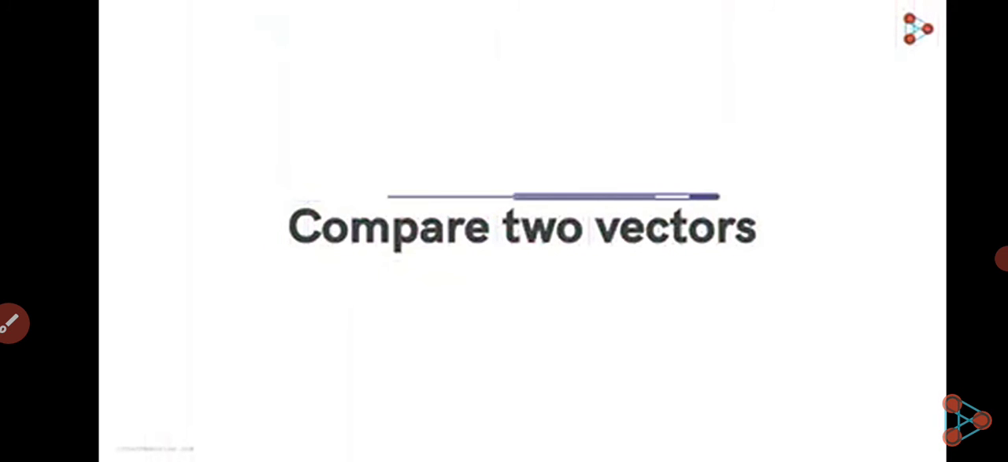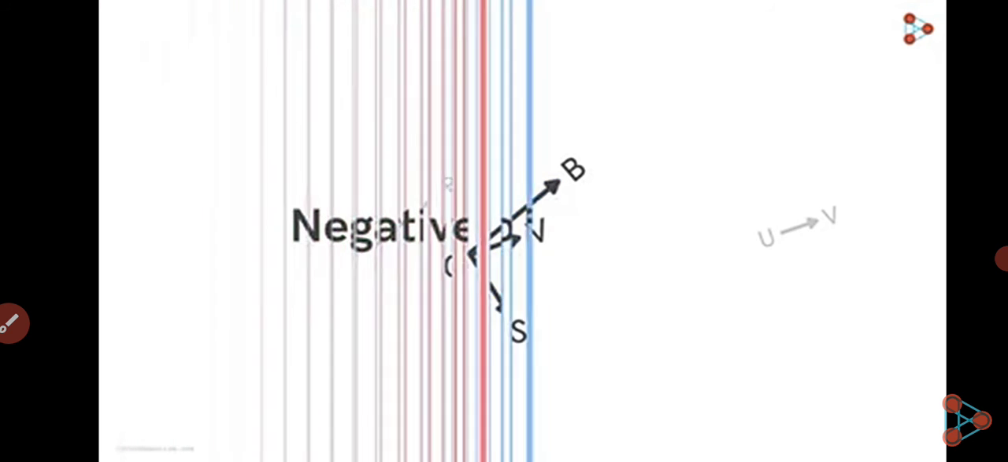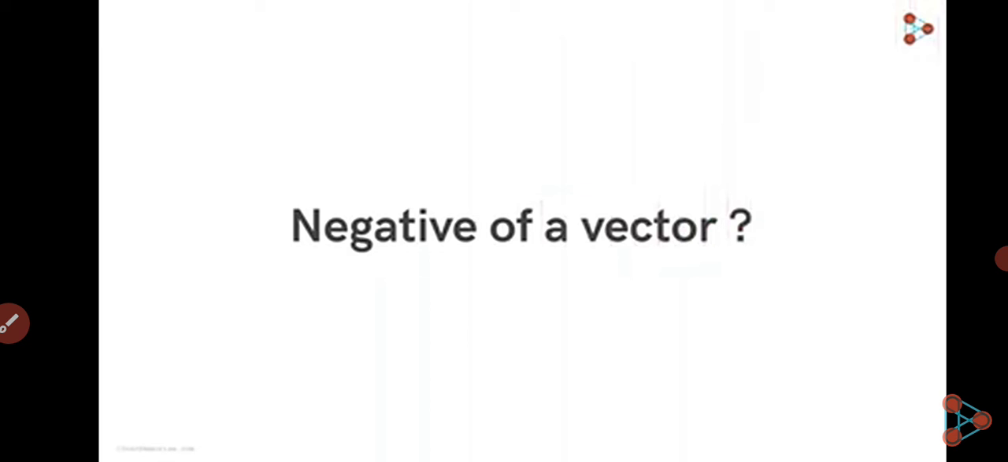So now let us compare two vectors. Dear students, AB and RS, UB, these all are vectors, and we are just bringing them and attaching them to a common initial point. So we call these co-initial vectors. They have a common initial point, and we can compare their magnitude when we bring them together. So you can see now we can easily compare their magnitude.